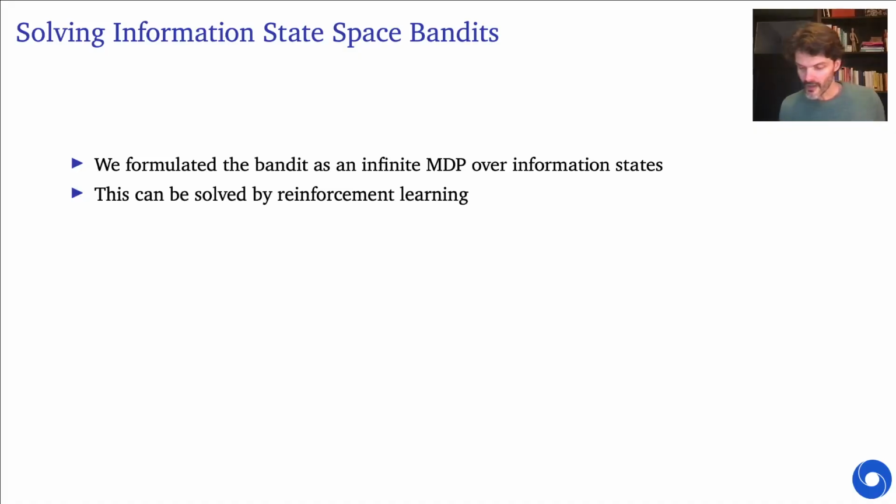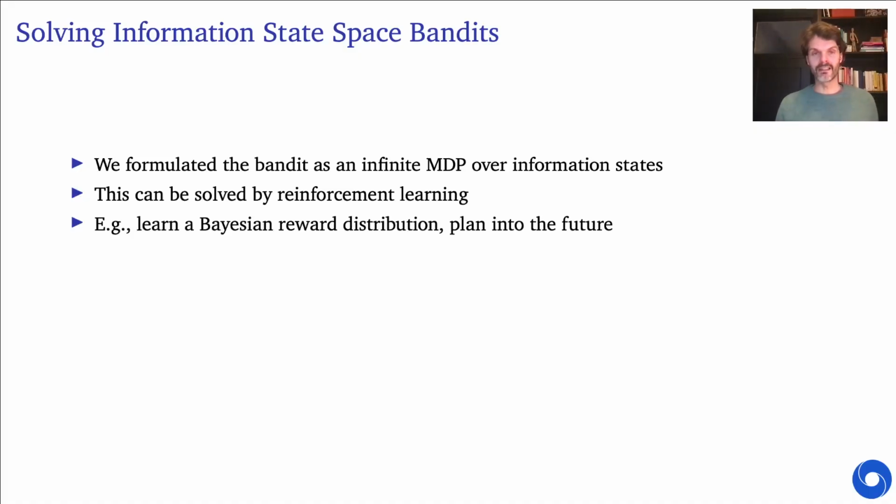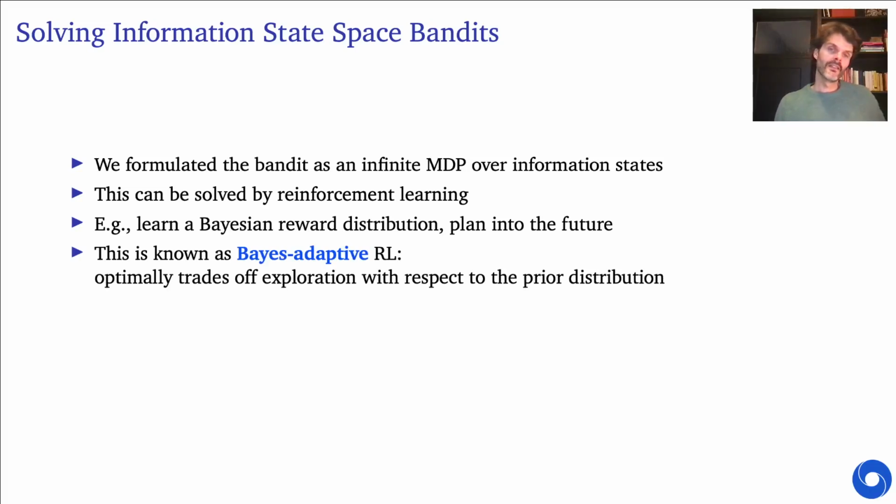And we can still think about how to solve this using reinforcement learning techniques. For instance, we could learn a Bayesian reward distribution and then use planning. We only need to learn the reward distribution because everything else is given. We know how we will update the information state given a certain reward. So if we know the likelihood of each reward happening, then we can use that to plan into the future. This allows us to reason about which action to take and therefore to explore. This is known as Bayes-adaptive reinforcement learning.